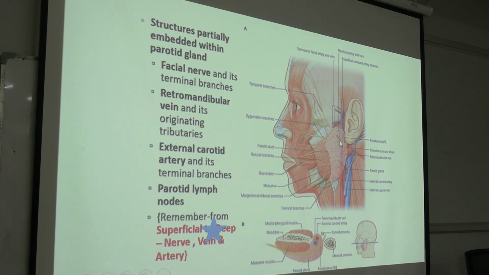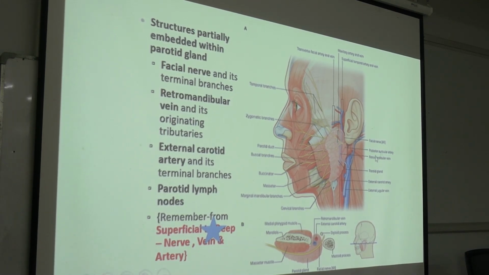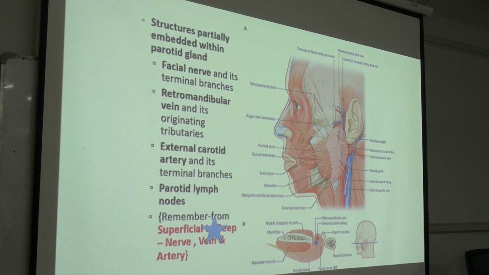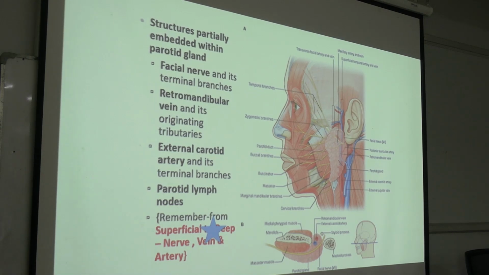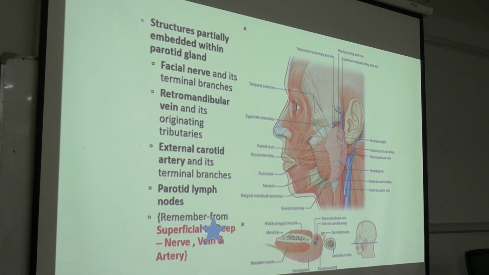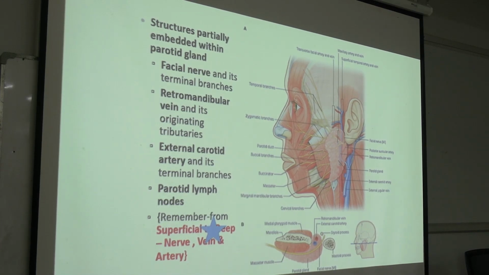So these are the 3 structures present from superficial to deep. We have the nerve, then the vein, and then the artery, and on top of that we have lymph nodes present deep inside. We call them the parotid lymph nodes, or the cervicofacial group of lymph nodes. So the structures embedded within the parotid gland, partially of course, are the facial nerve, then the retromandibular vein and the external carotid artery, and even deeper we have the lymph nodes. This is what you have to keep in mind.